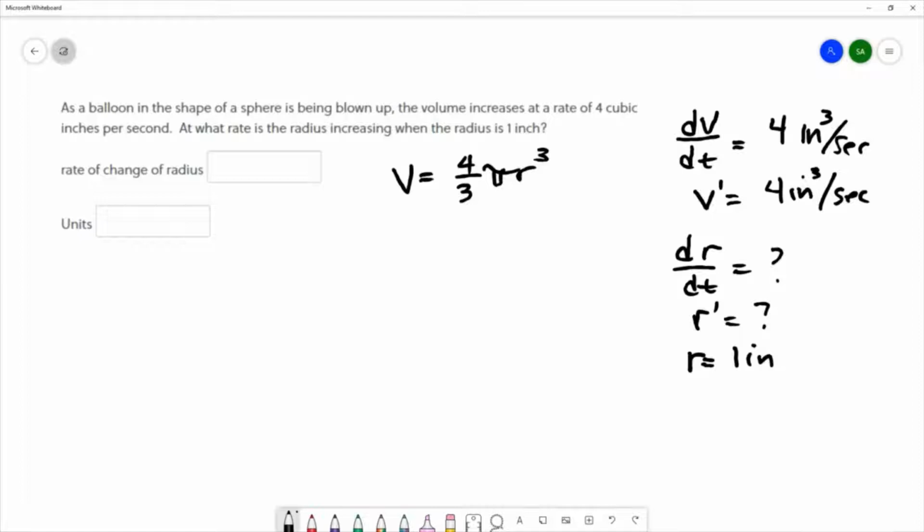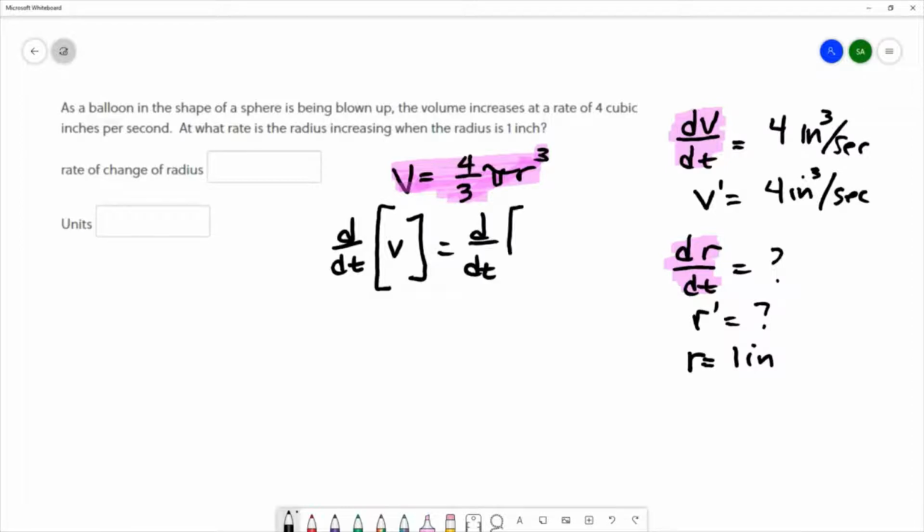So we're going to use implicit differentiation on this formula for volume so that we can introduce the rates of change. Our question involves rates of change as our given information and also as what we're looking for in the problem. So we need to introduce those derivatives so that we'll have a place to substitute these values into. I'm going to calculate the derivative with respect to time on the left-hand side of the equation and the derivative with respect to time on the right-hand side.